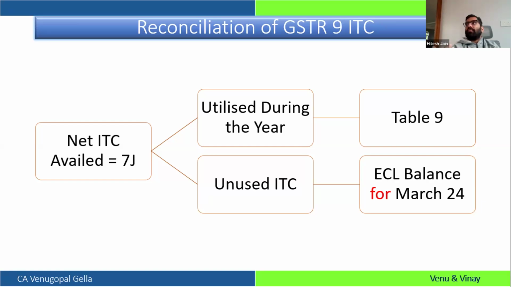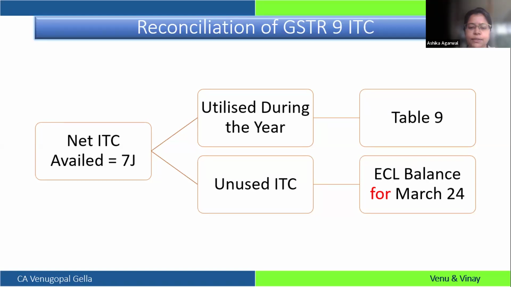Whatever tax we have paid through the credit ledger, that is the ITC which we have utilized during the year. So out of 50 lakhs, if we have paid 48 lakhs through ITC, then we should make sure that the remaining 2 lakhs is our closing electronic credit ledger balance as per the GST portal as well as the audited books of accounts. If that is not matching, then we need to work out our workings in another way.